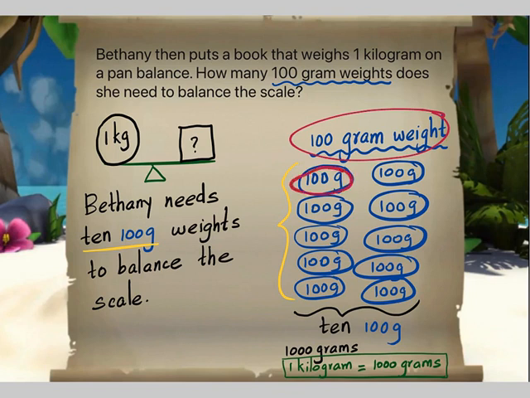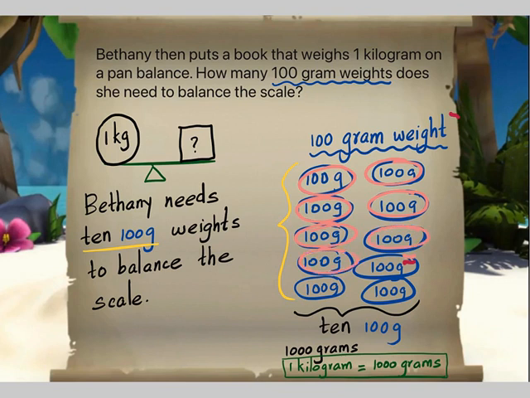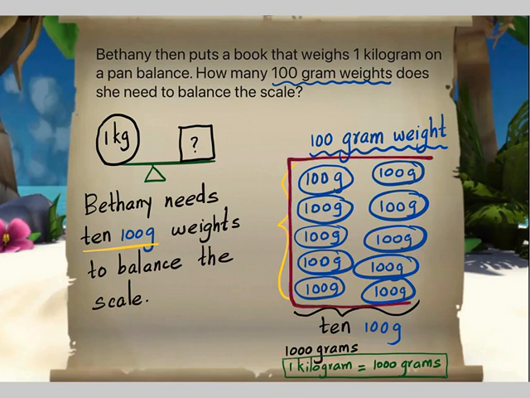Okay, so 100, 200, 300, 400, 500, 600 gram, 700 gram, 800 gram, 900 gram, and 1000 gram. Okay, so ten 100 grams will make 1000 grams. So these are 100 grams, and that 100 grams is making 1000 grams. We know that 1000 grams is 1 kilogram.